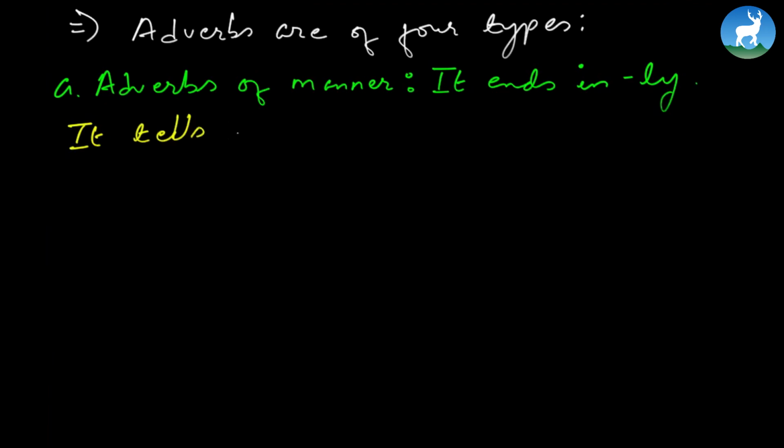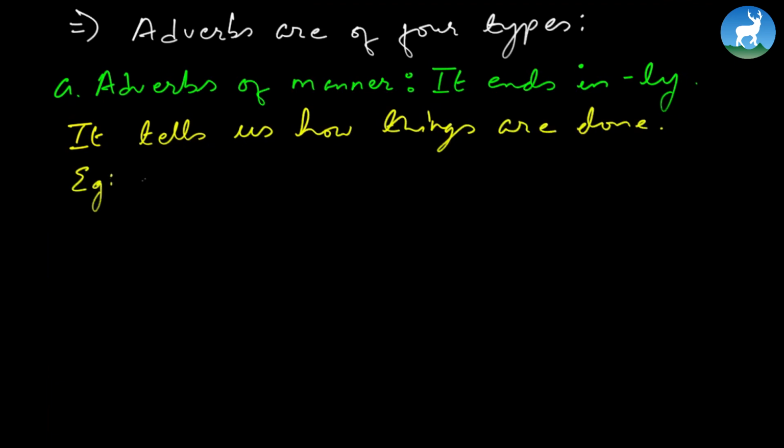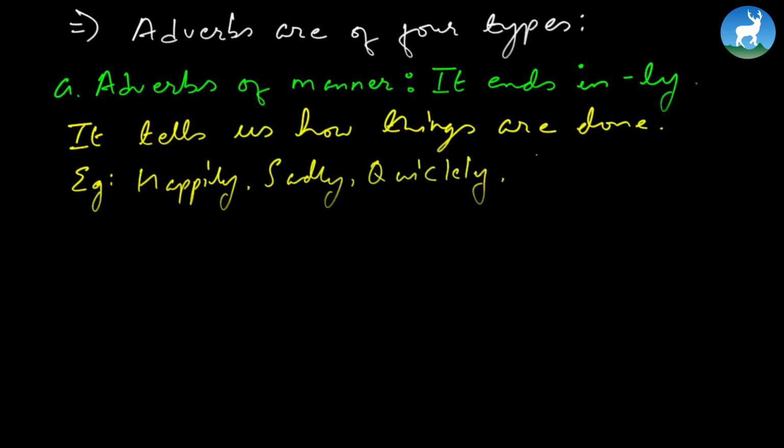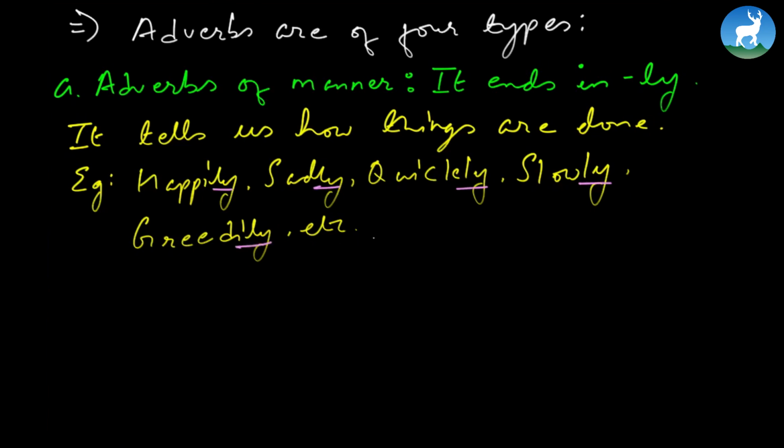They tell us how things are done. Examples, like for instance, happily, sadly, quickly. Remember all these end in ly. Slowly, and it could also be greedily, etc. They're all adverbs of manner. Oh, he did the homework happily. He happily welcomed the visitor. See, it ends in ly. Don't forget that. That's quickly, slowly, greedily. So that's one of the types of adverb.